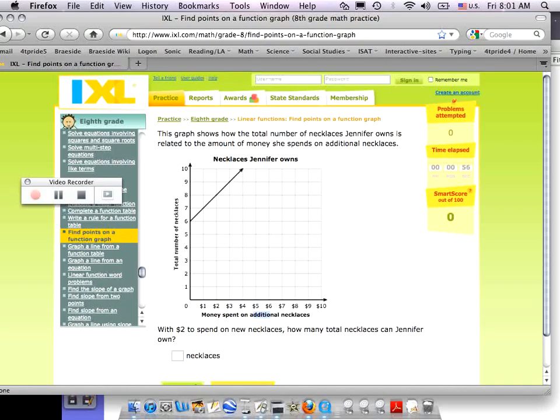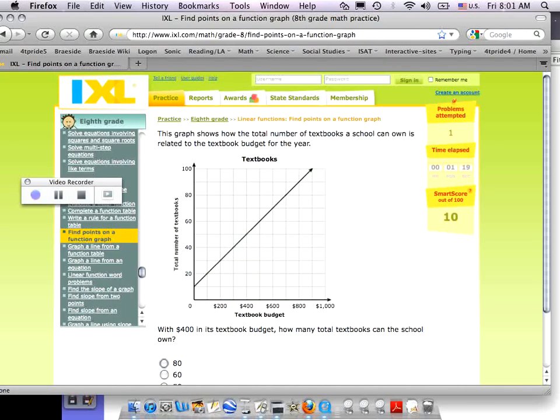So that would be the additional necklaces side. So you would look at the $2 and find out how many total. So it's asking for the total, which is along the y-axis. So we know the x is 2. Y would be 8. So the answer to this is 8.